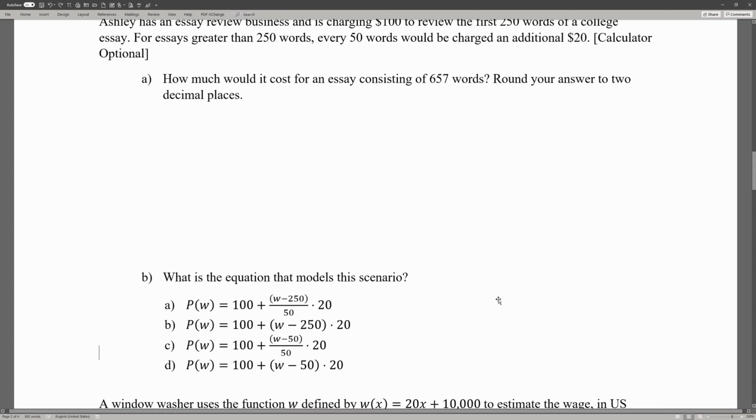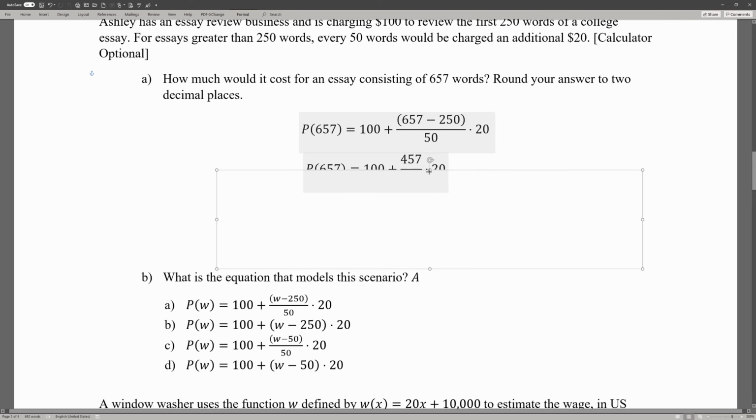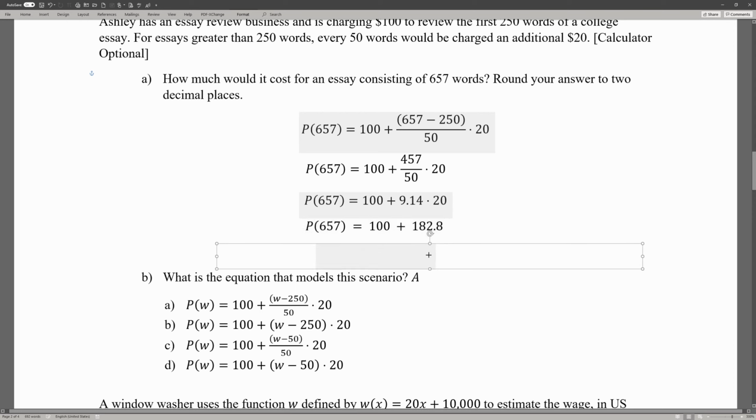Oh, I moved that by accident. How much would it cost for an essay consisting of 657 words? Now that we have the equation, we just plug in 657 into the function. So P of 657 is equal to 100 plus (657 minus 250) over 50 times 20. And then we simplify the numerator. And then we divide it. This is where the calculator comes in. And then we multiply. And then we add those two to get $282.80.